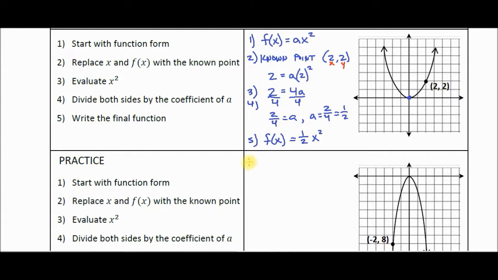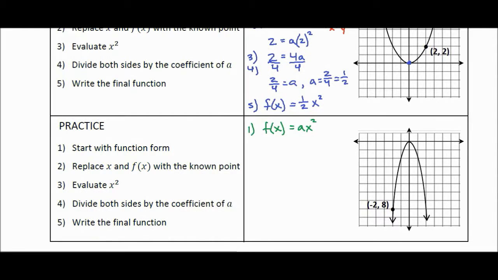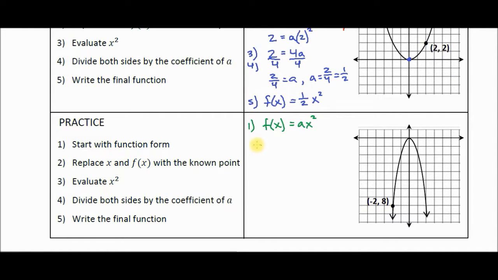Step number 1, start with a function form. So we've got f of x is equal to a times x squared. There is our basic quadratic function. Step number 2, replace x and f of x with a known point. Well, our known point, looking at the graph, our known point is at -2, 8. We know the -2 is our x value and the 8 is our y value.